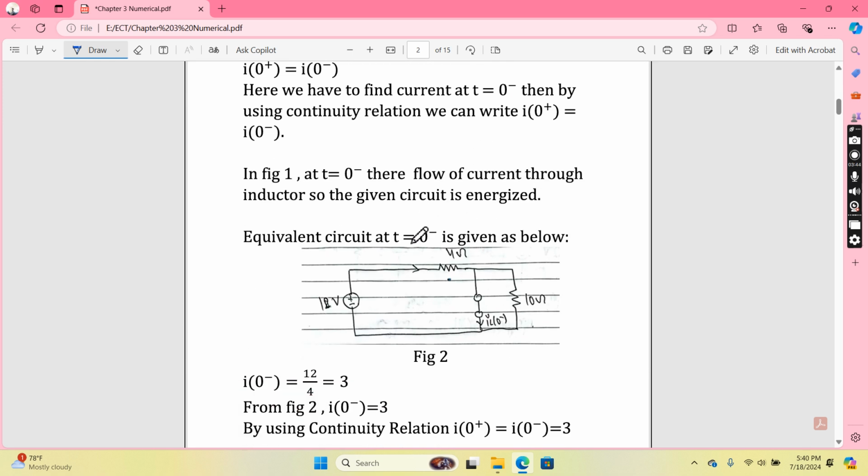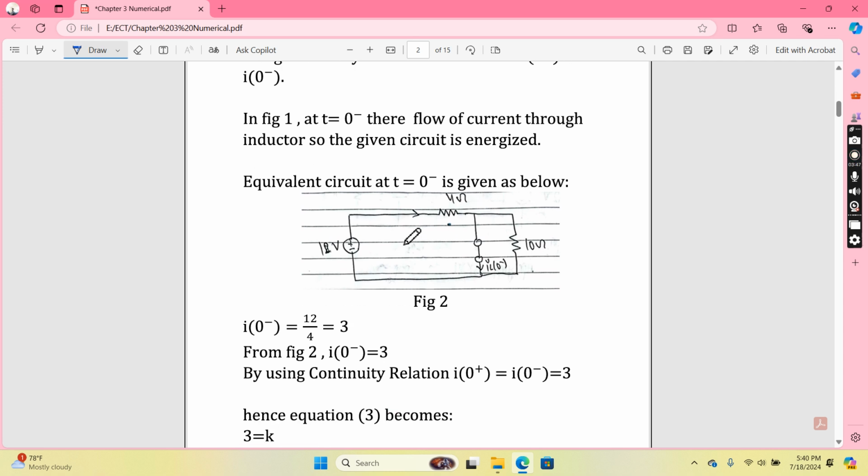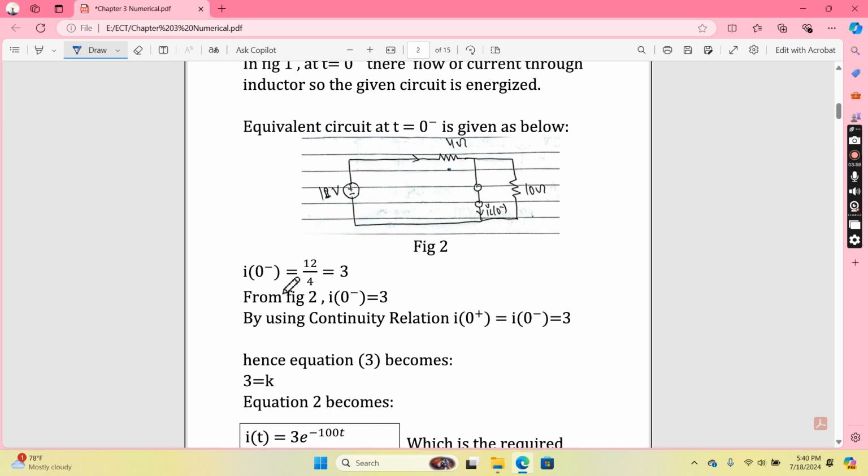Here we have the equivalent circuit at t equal to 0 minus given as below. The 12 volt supply drives current through the 4 ohm resistor, then through the short circuit. Here we know current always finds the shortest path, so current will flow through the short circuit rather than the 10 ohm. Now I(0 minus) equal to 12 by 4 equal to 3. From figure 2, I(0 minus) equal to 3. By using the continuity relation, I(0 plus) equal to I(0 minus) equal to 3.